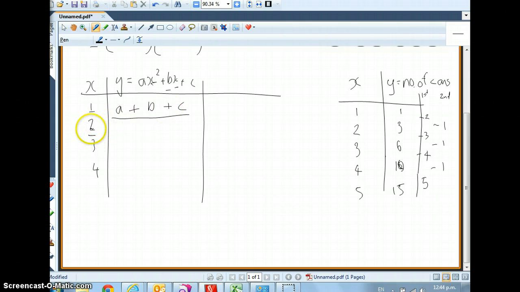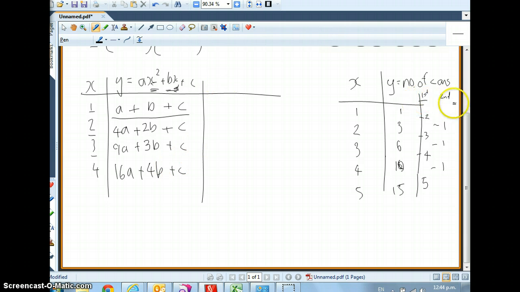My second term, if I put 2 in for x, what's 2 squared? So it's going to become 4a. And I'm going to put 2 into this x as well, so plus 2b, thanks Ash. And then plus c. Putting 3 into here, both places, 9a plus 3b plus c. Someone help me with number 4. 16a plus 4b plus c, and so on.